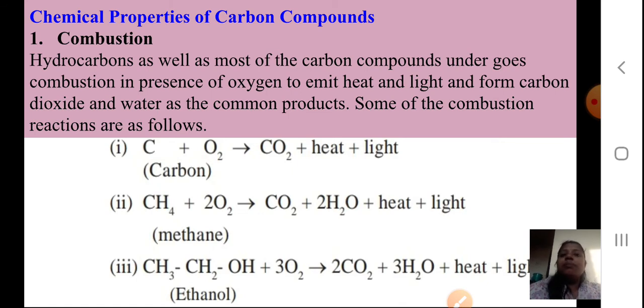Carbon plus O2, simple one you know, C plus O2 gives you CO2 plus heat plus light. Then methane plus 2O2 gives you CO2 plus 2H2O plus heat plus light. Ethanol, if you take CH3CH2OH plus 3O2, you are going to get 2CO2 plus 3H2O plus heat plus light. Okay, you are going to write these reactions and study, students.